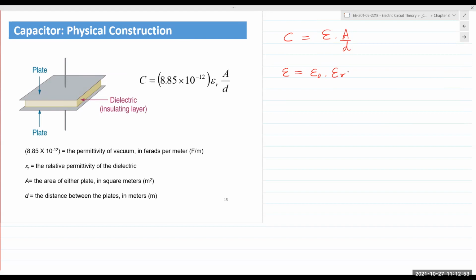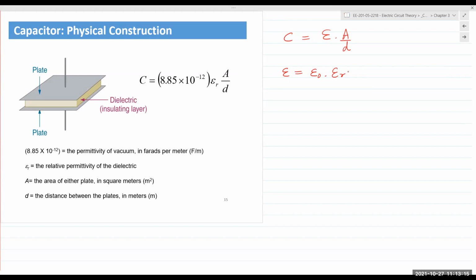Or the dielectric, if you will. So epsilon R is the relative permittivity of the dielectric material. Similarly to permeability, right? Mu was equal to mu 0 times mu R, which was for inductors. Here you have epsilon.